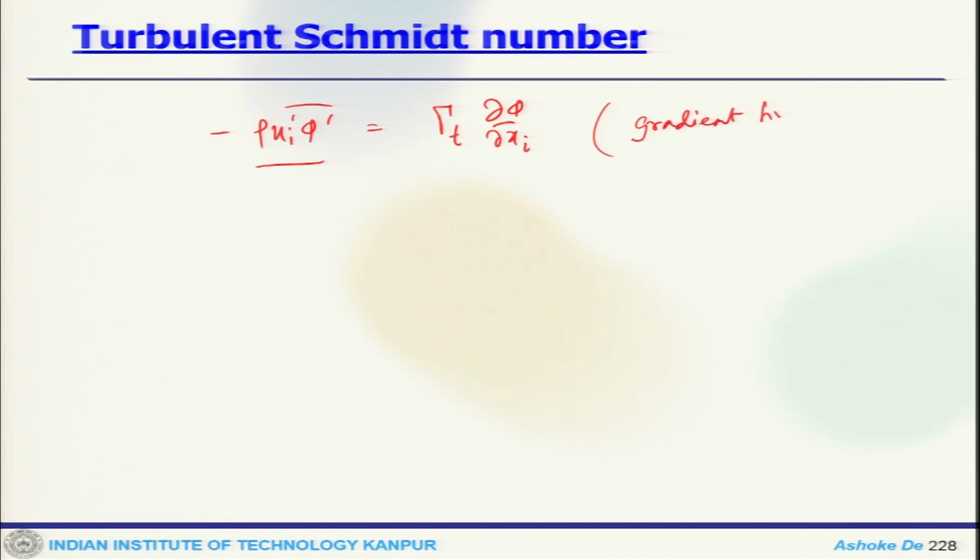This is called the gradient hypothesis, and this gamma t is your turbulent diffusivity.